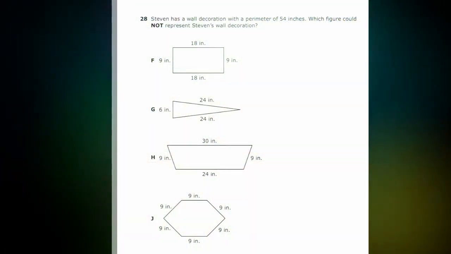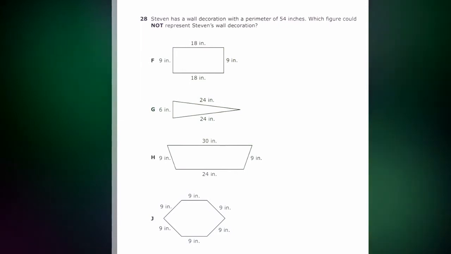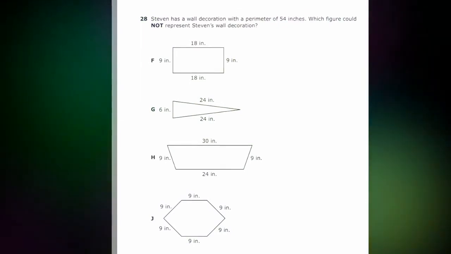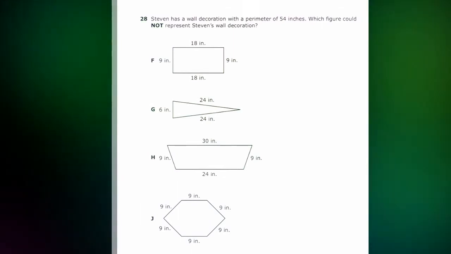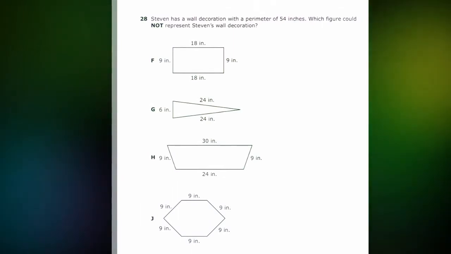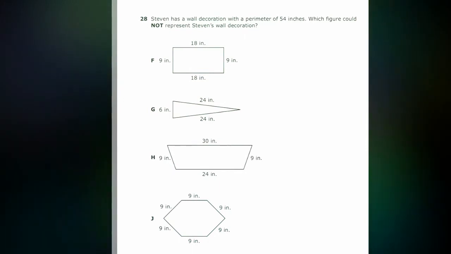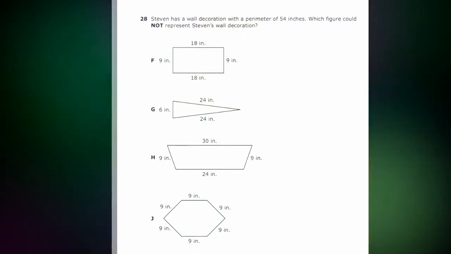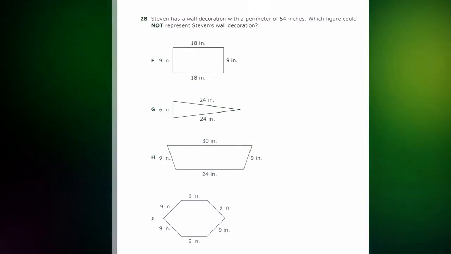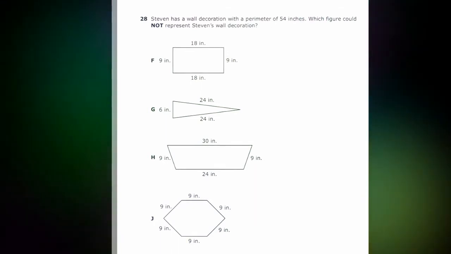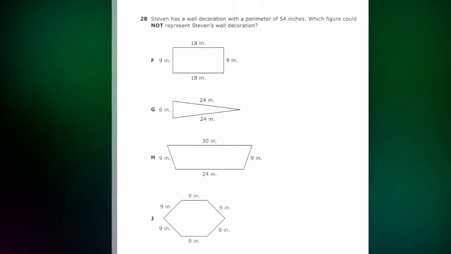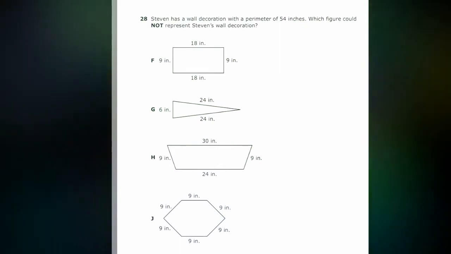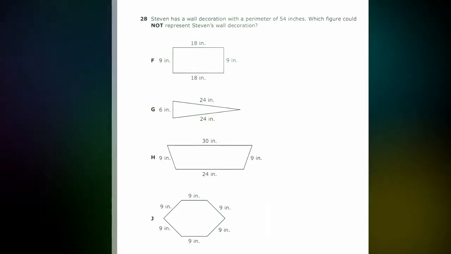Now let's take a look at this problem. This is actually from an old STAAR test. And the problem says, Stephen has a wall decoration with a perimeter of 54 inches. Which figure could not represent Stephen's wall decoration? So for this one, you would actually need to calculate the perimeter of each of the shapes that are on that screen or on the page. We're going to do each one of those and decide which one does not equal 54 inches.